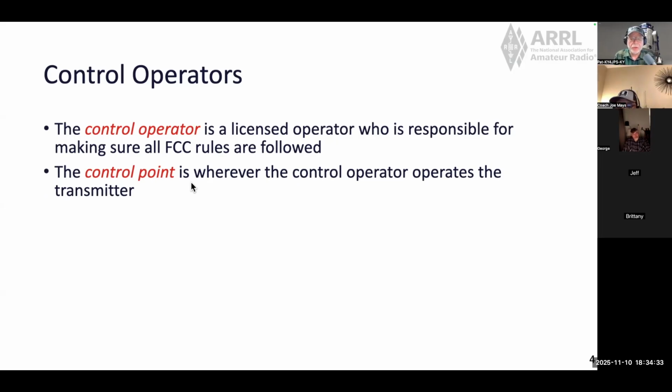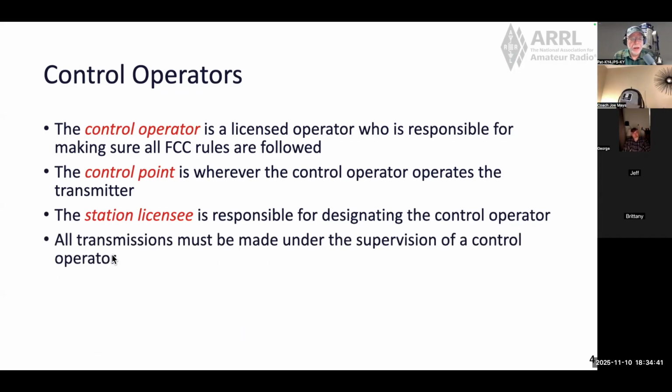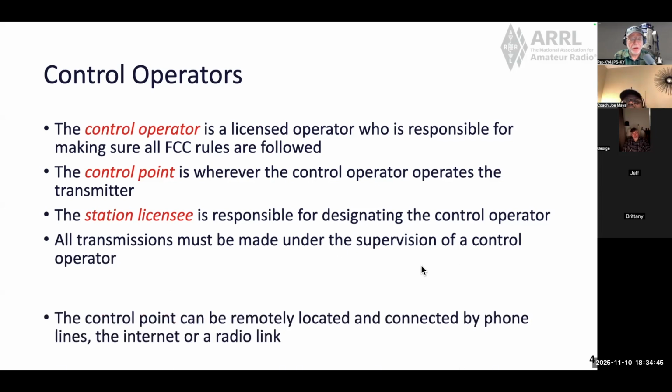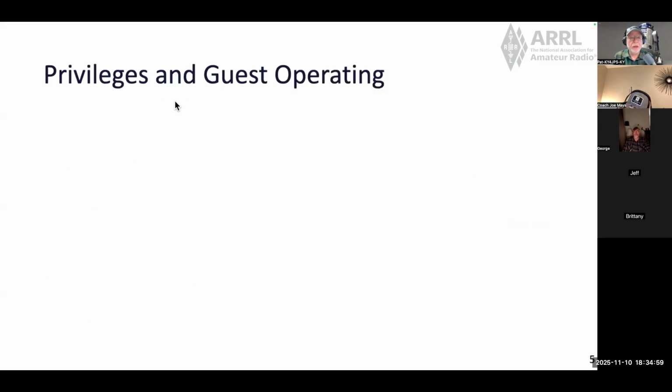And that control point can be remote. The station licensee is responsible for designating the control operator. All transmissions must be made under the supervision of a control operator, and the control point can be remotely located and connected by phone lines, the internet, or a radio link. Most of the time, the control point is going to be where the radio is located.